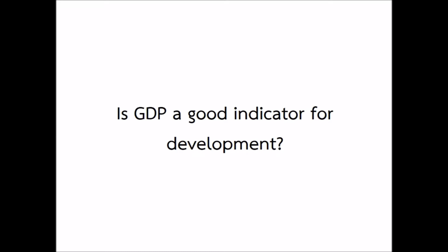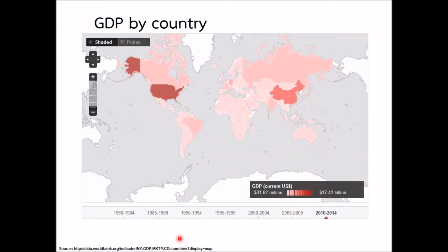Now, a very important question, of course, is whether or not GDP is a good indicator for development. On this slide, you can see a world map which shows the gross domestic product in different countries. The GDP here is shown in terms of colors. So those countries which are in a dark red color are countries with a relatively high GDP. And those countries with a relatively light red color are countries with a low GDP.